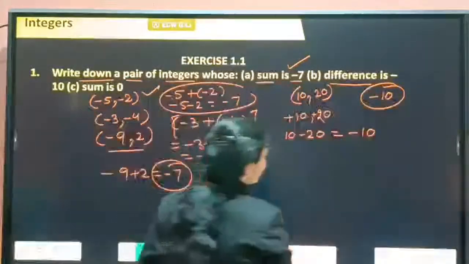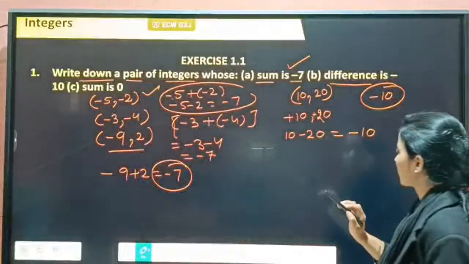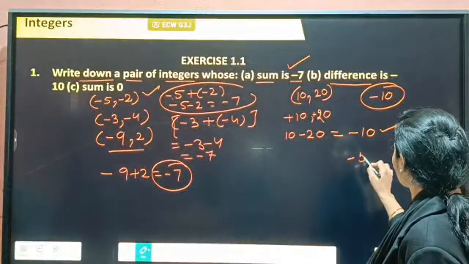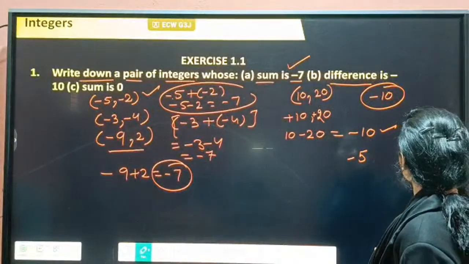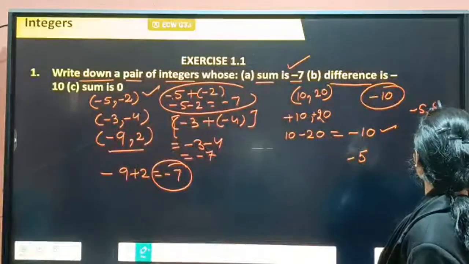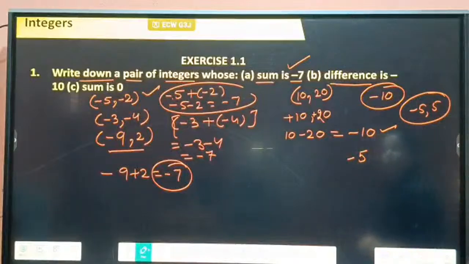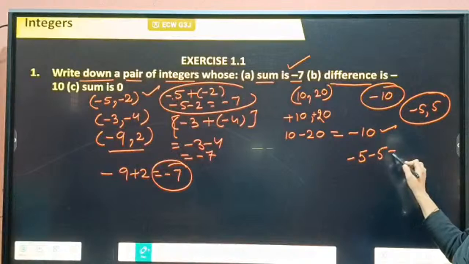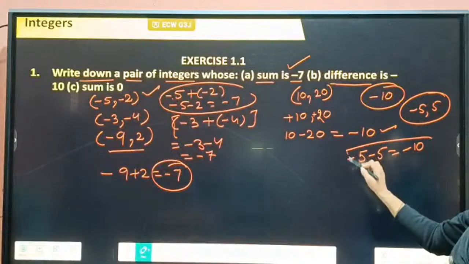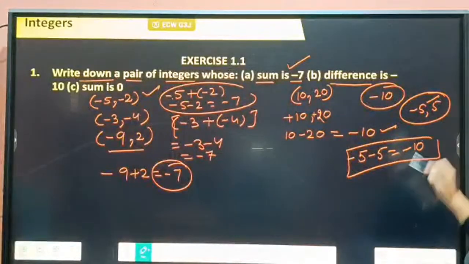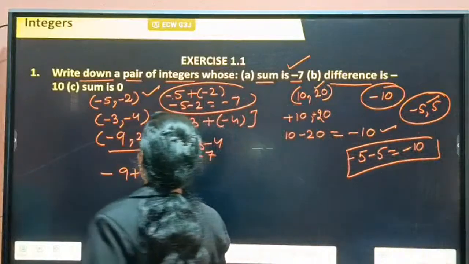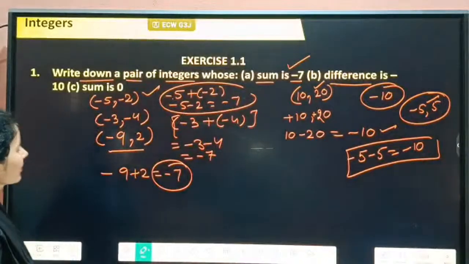So many pairs are there. Next pair, what will be the next pair? It is minus 5 and 5. Difference of these two integers, minus 5 minus 5, is minus 10. So the next pair is minus 5 and 5. One pair is 10 and 20, whose difference is minus 10.